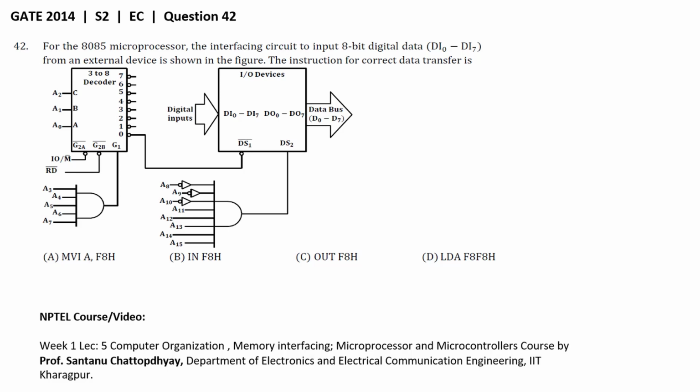This problem is given in the GATE 2014 session 2 EC paper. The problem statement is: for the 8085 microprocessor, the interfacing circuit to the 8-bit digital data DI0 to DI7 from the external device is shown in the figure. The instruction for the correct data transfer is?